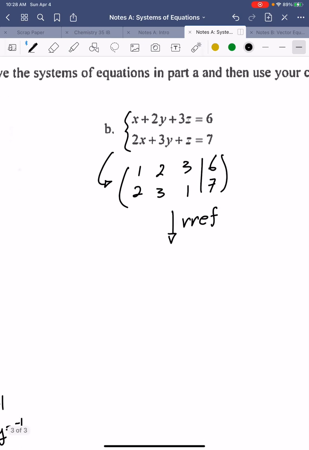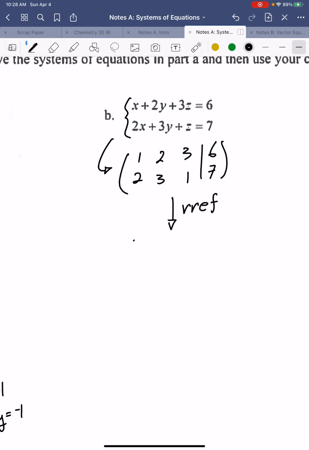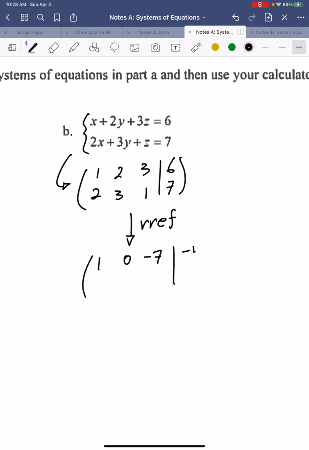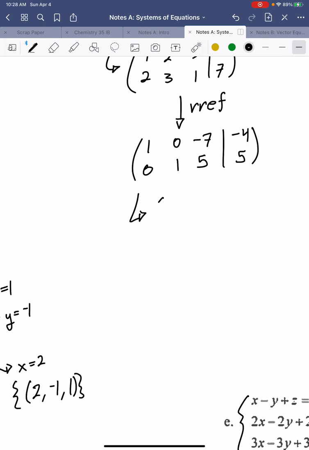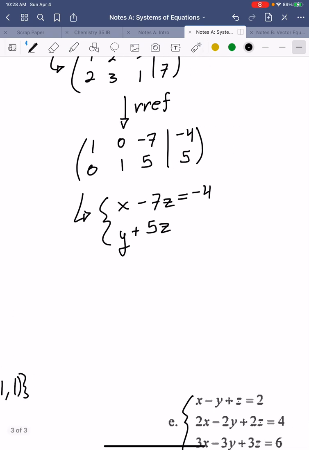We have the following: 1, 0, negative 7, that looks like a 10, negative 4. Then we have 0, 1, 5, 5. So turning it into a system, we have x minus 7z equals negative 4. Then we have y plus 5z equals 5.